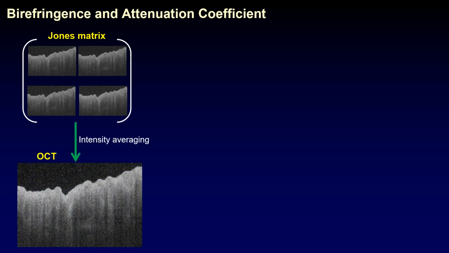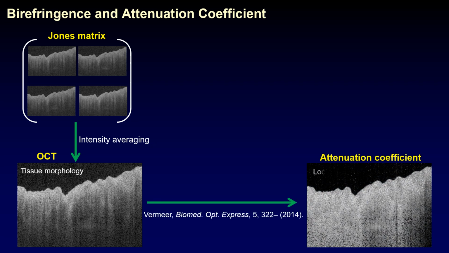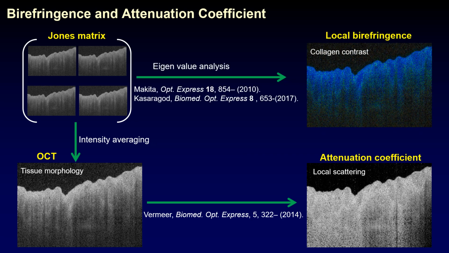We can derive OCT intensity by applying averaging to the absolute square intensity of the four Jones matrix entries. Then we can derive the attenuation coefficient, which represents the local scattering property of the tissue, from OCT intensity by applying the Vermeer method. Using eigenvalue analysis, we can retrieve local birefringence, which is sensitive to collagen.